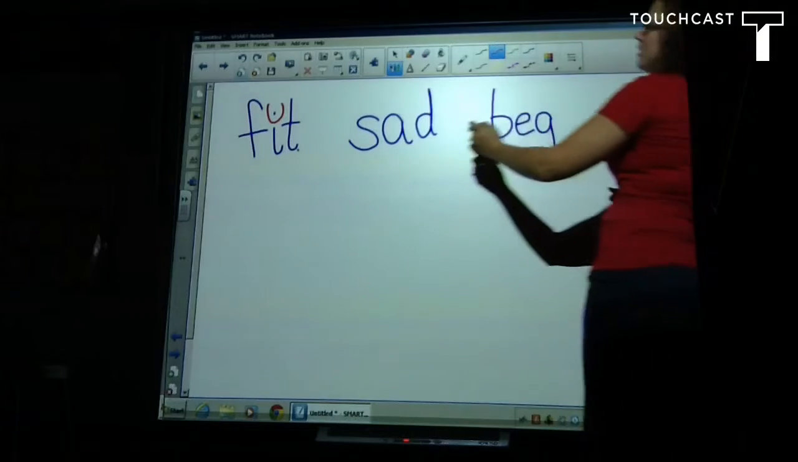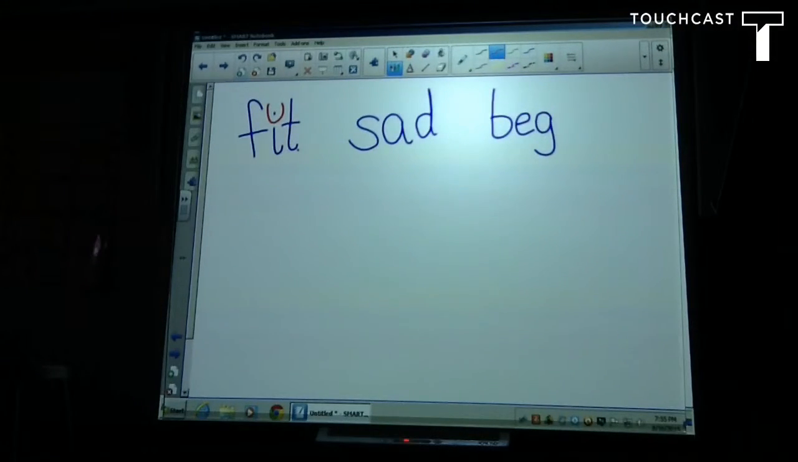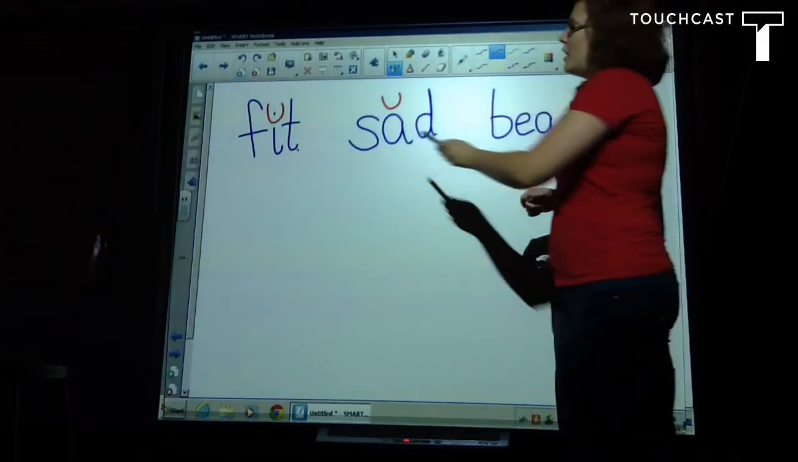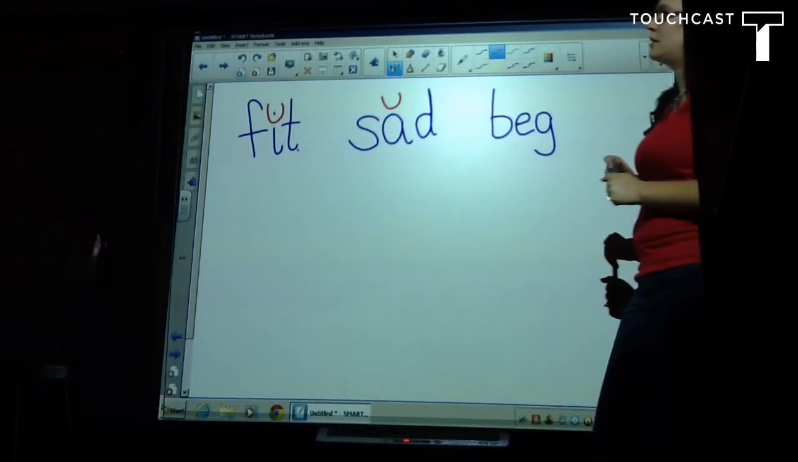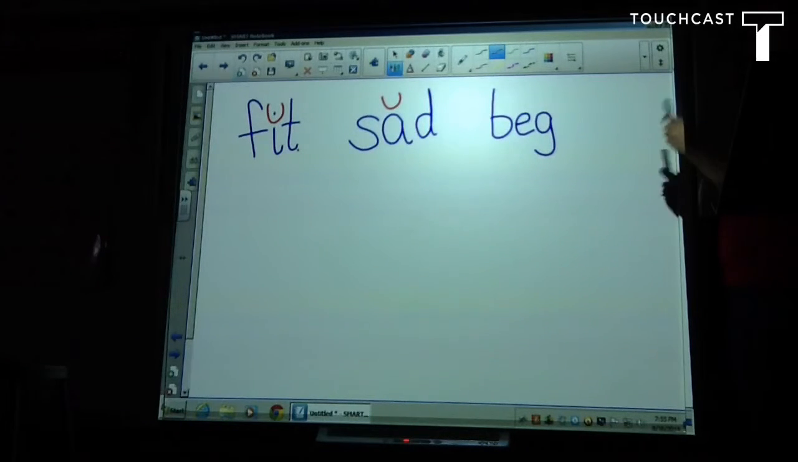Let's look at this word. Which letter is a vowel in that word? A. Is the vowel followed by a consonant? Yes. So what do you think we should do? Code it with a breve. Very good. Let's try to blend these sounds together. Sad. What word do you think that is? Sad. Very good.